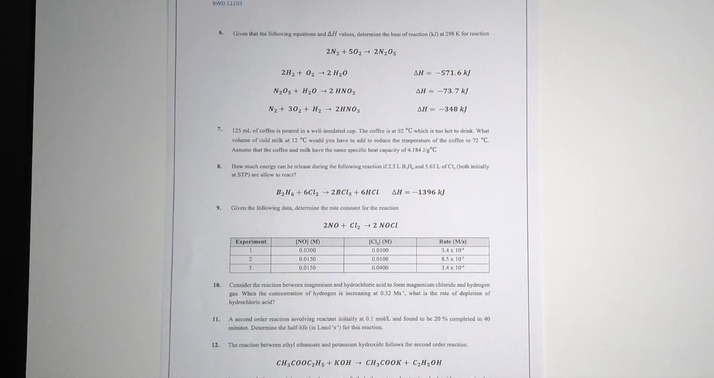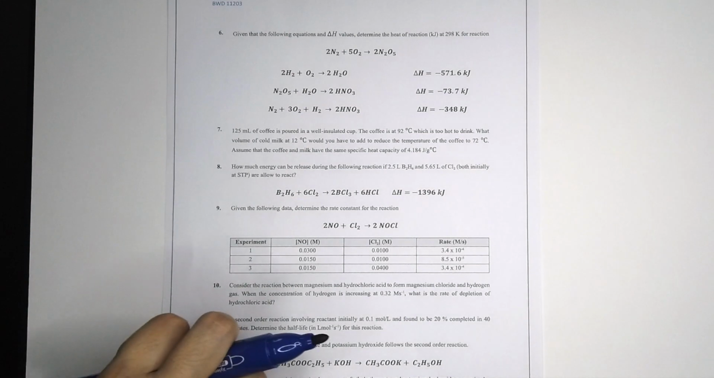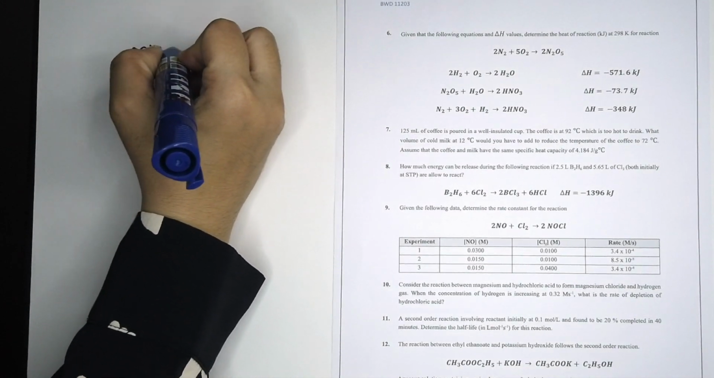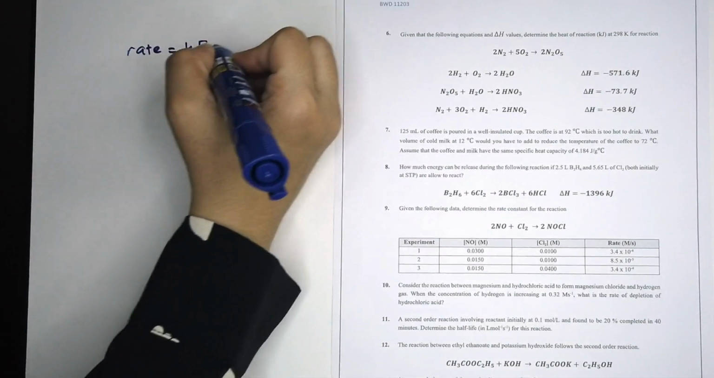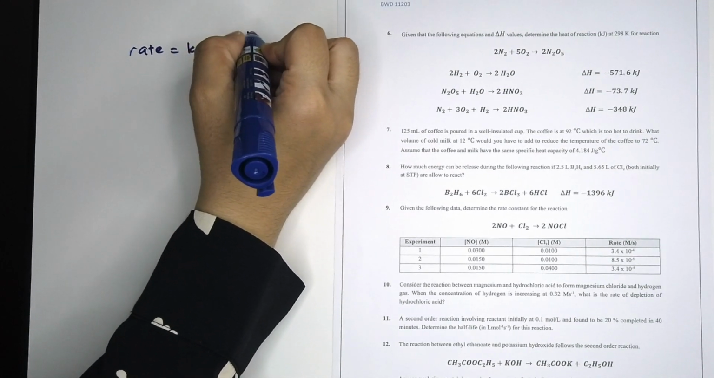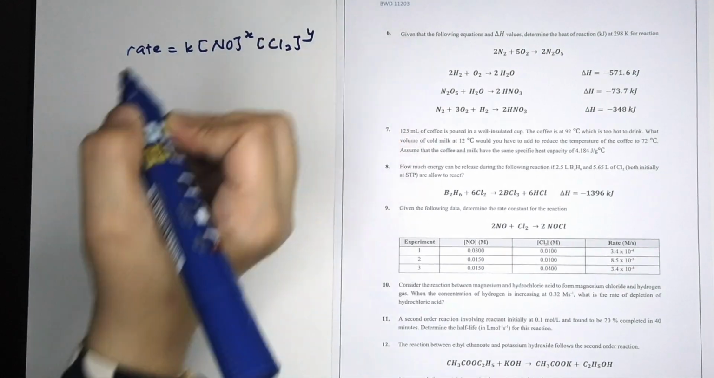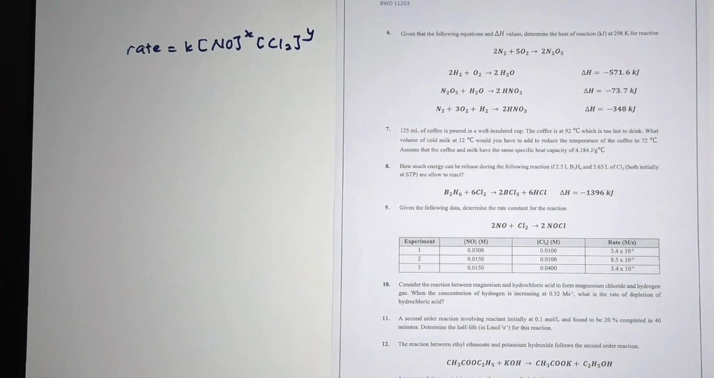Question number 9. Given the following data, determine the rate constant for the reaction of NO plus Cl2 to produce NOCl. In order to know the rate constant for this reaction, you first need to write the rate law. The rate law is: rate is equivalent to k, concentration of NO to the power of x, times concentration of Cl2 to the power of y. So you need to find the values of x and y beforehand, and only then can you find the value of k.